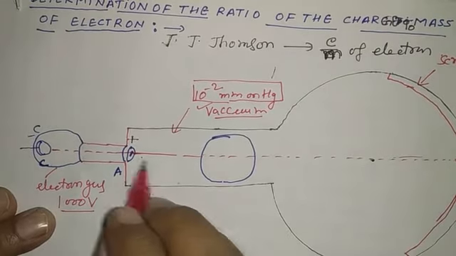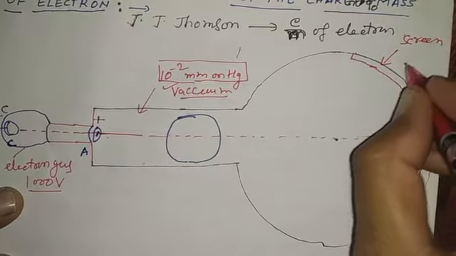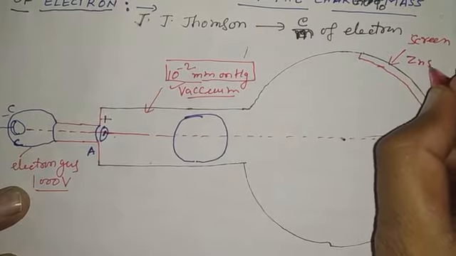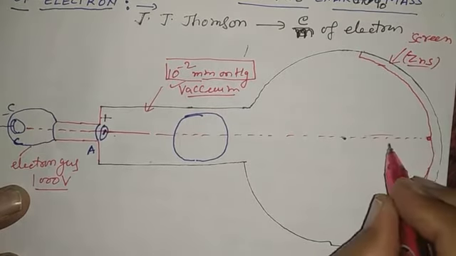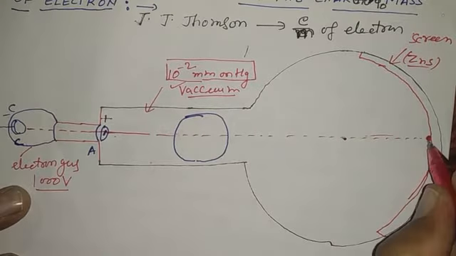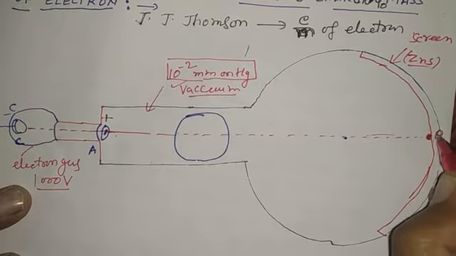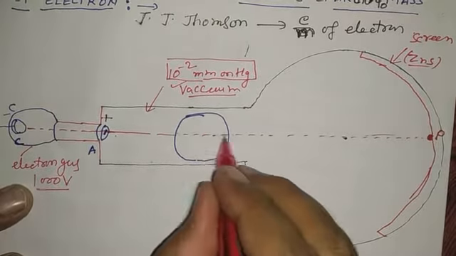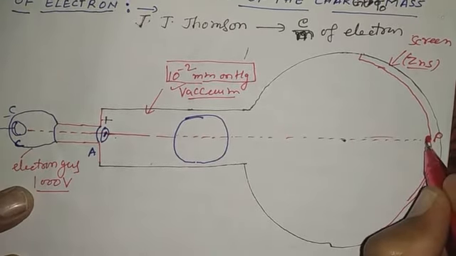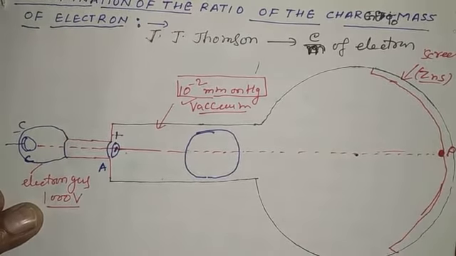Right? When the beam of electrons strikes here on the screen, this screen is coated with a fluorescent material, such as zinc sulfide. When the beam of electrons strikes here, a spot of light is obtained. Let this point be P. So the presence of this spot of light indicates that the beam of electrons is striking the screen.